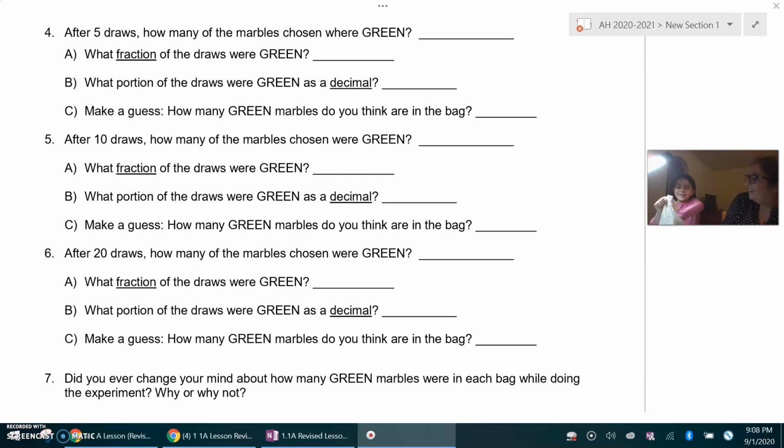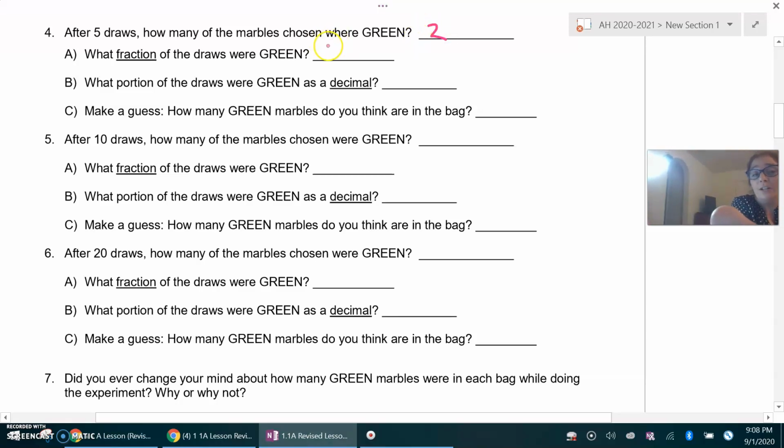Okay, pull again. What'd you get? You got a green. Okay, put it back in. Don't look. Pull one more out. What is it? A green? And she got a green. So after 5 draws, how many of the chosen marbles were green? Chloe got 2 that were green.